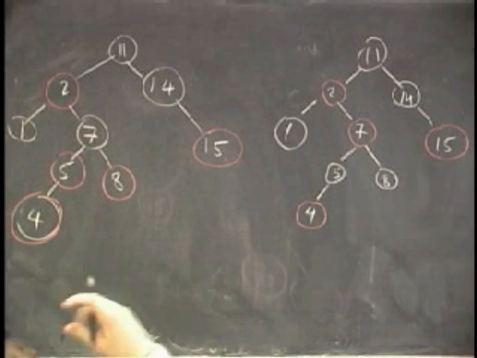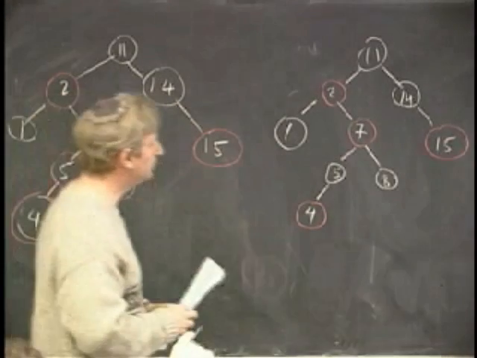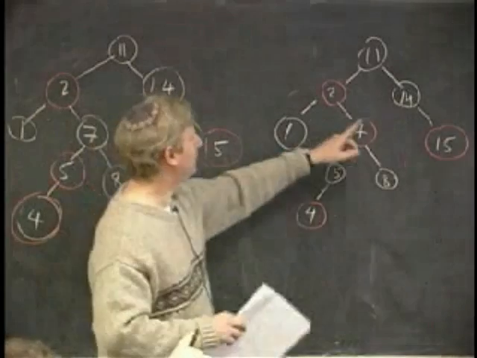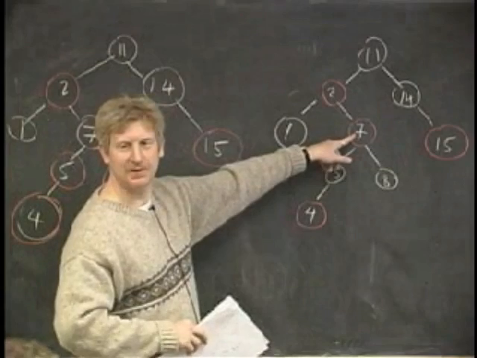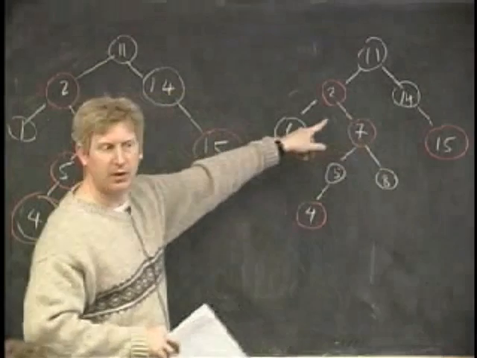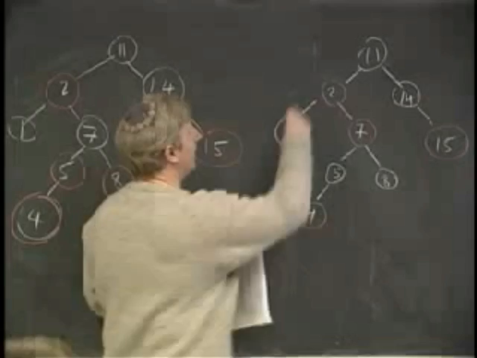Where are we measuring from now? What's our protagonist whose uncle we're talking about? 7. Okay. 7 has an uncle 14. And we're going to rotate this pair.